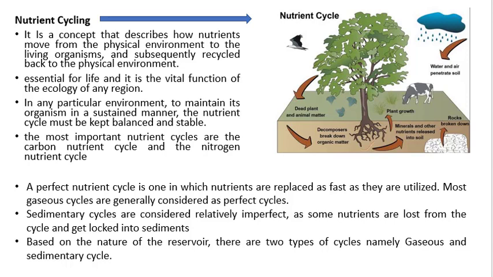A perfect nutrient cycle is one in which nutrients are replaced as fast as they are utilized. Most gaseous cycles are generally considered perfect cycles, whereas sedimentary cycles are considered relatively imperfect because some nutrients are lost from the cycle and get locked into sediments. Based on the nature of the reservoir, there are two types of cycles, namely gaseous cycles and sedimentary cycles.